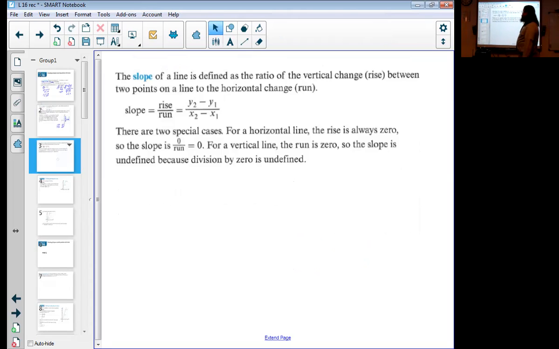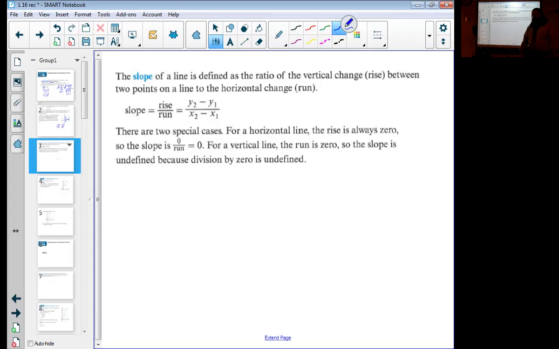So if we look at this, the slope of a line is defined as the ratio of the vertical change, rise, between 2 points on a line, and the horizontal change, run. Slope is equal to rise over run, y2 minus y1 over x2 minus x1. There are two special cases. For a horizontal line, the rise is always 0, so the slope is 0 over run, which is 0. For a vertical line, the run is 0, the slope is undefined because division by 0 is undefined.